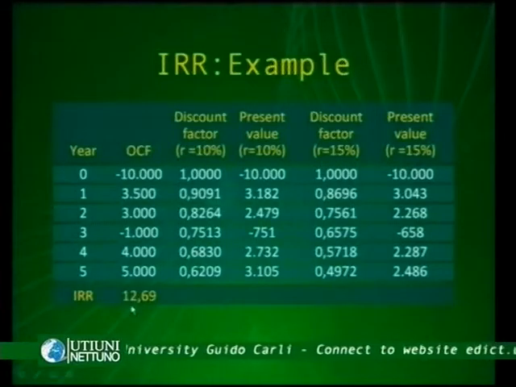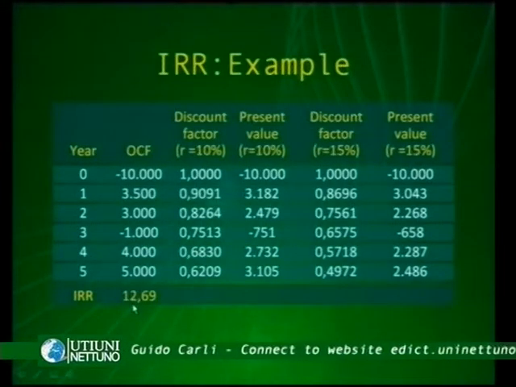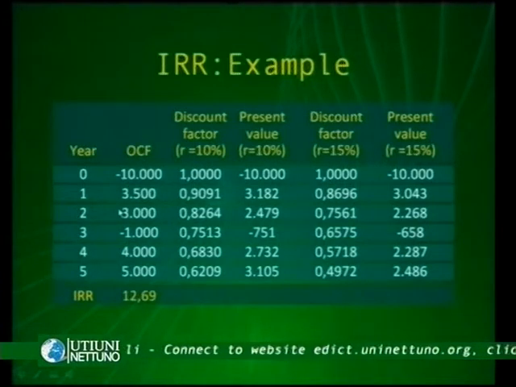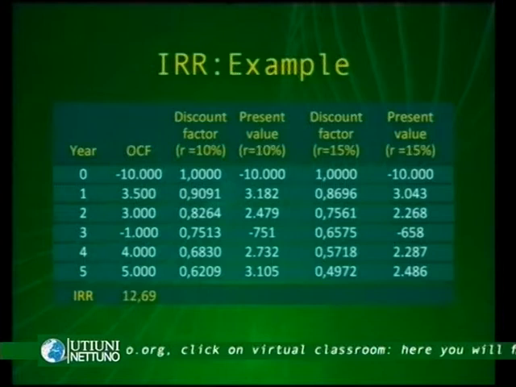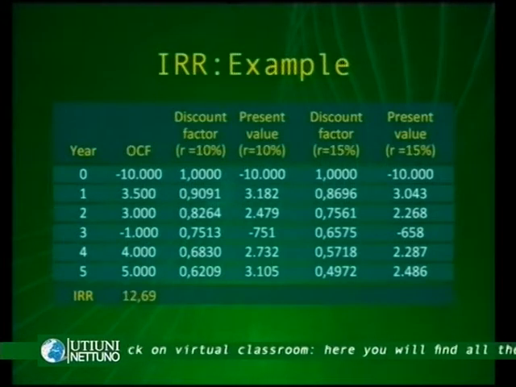So you see that even though the choice of a different discount rate does not affect the calculation of the IRR, which by definition does not depend on the discount rate, it will however change our final decision about the project, because with a discount rate of 10% we'll decide to realize the project, whereas with a discount rate of 15% we'll decide to reject the project.